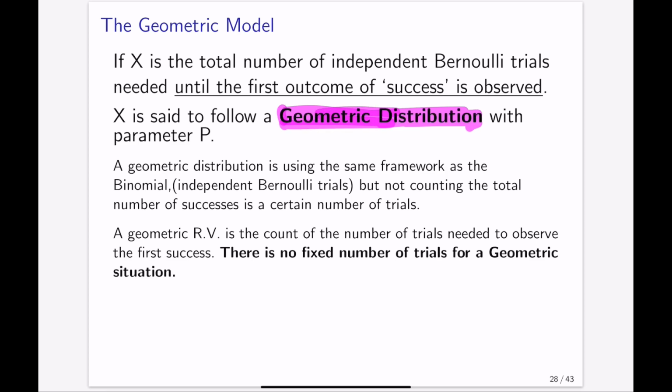And for the geometric distribution, we're still going to be dealing with the same setup as a binomial distribution. So we have these independent Bernoulli trials, and we're still going to be counting something, but we're not going to be counting the total number of successes. We're going to be counting the total number of trials until we get the first success. So it's still a count, but it's a different type of count.